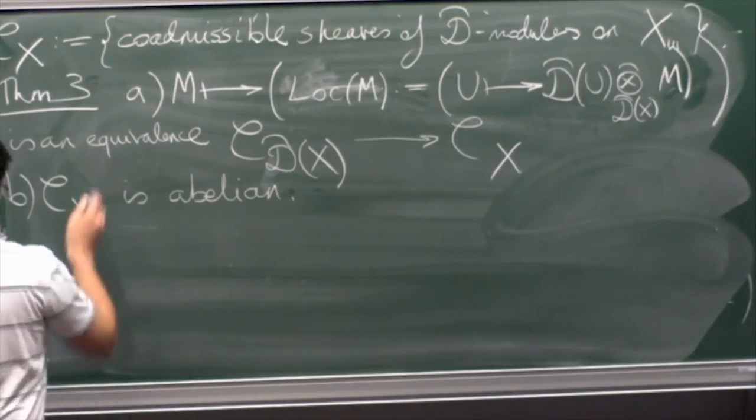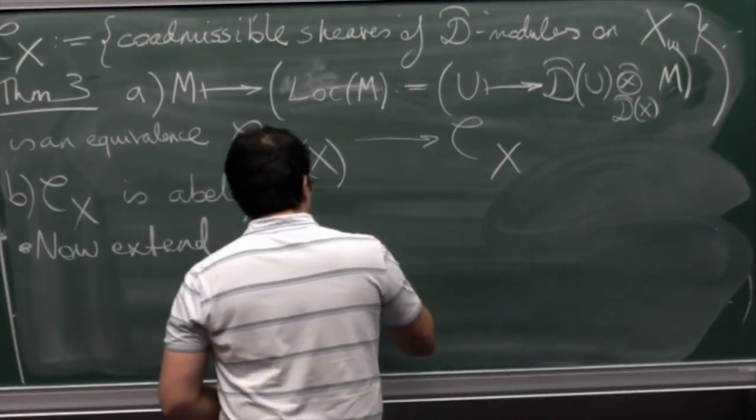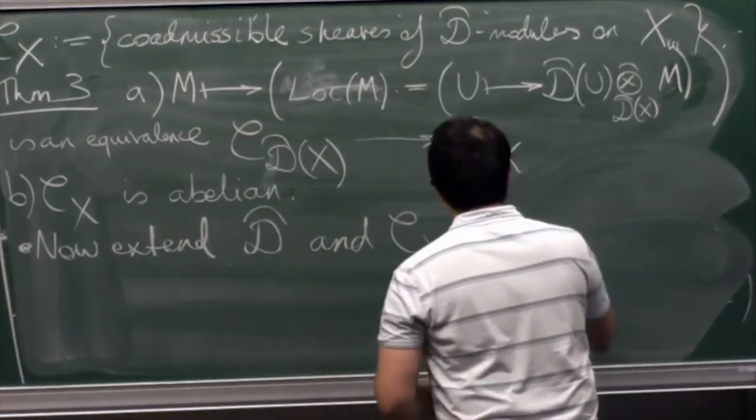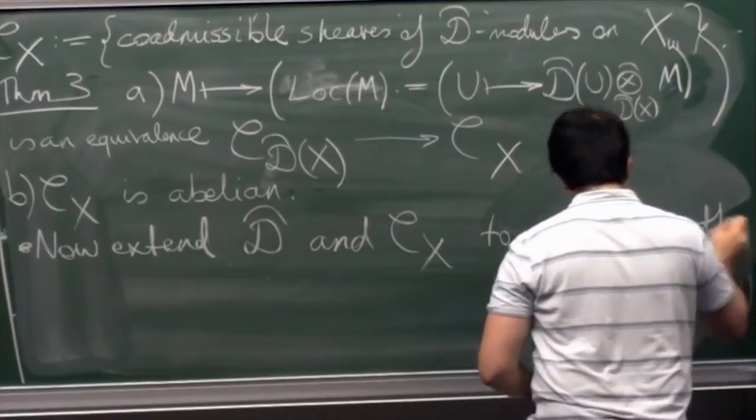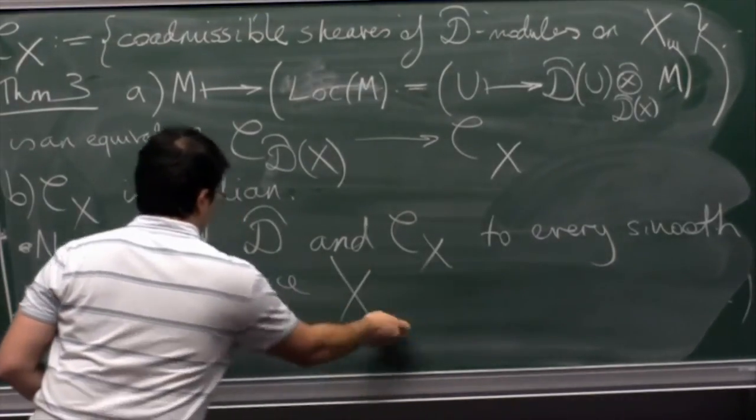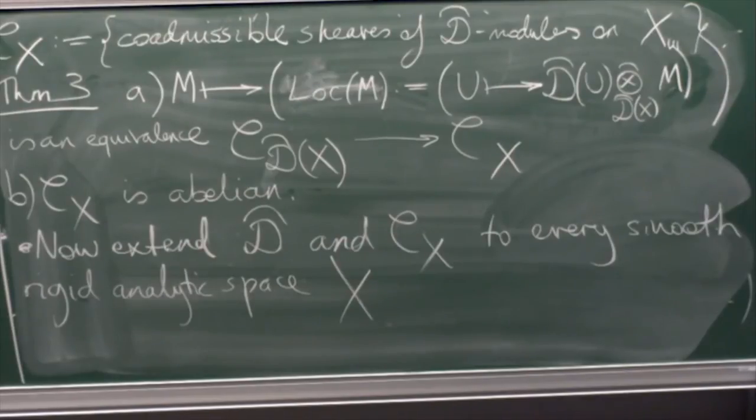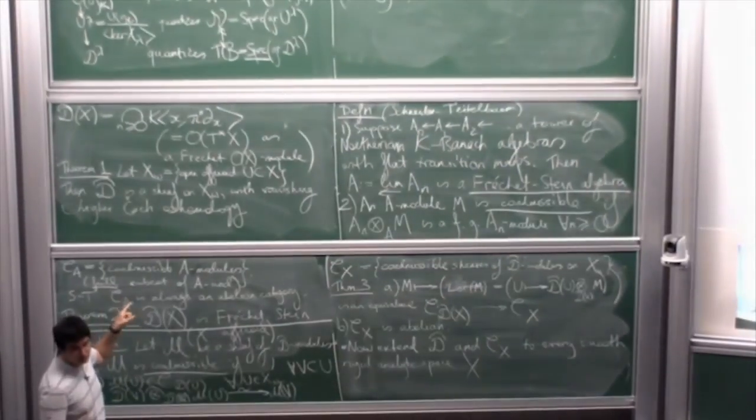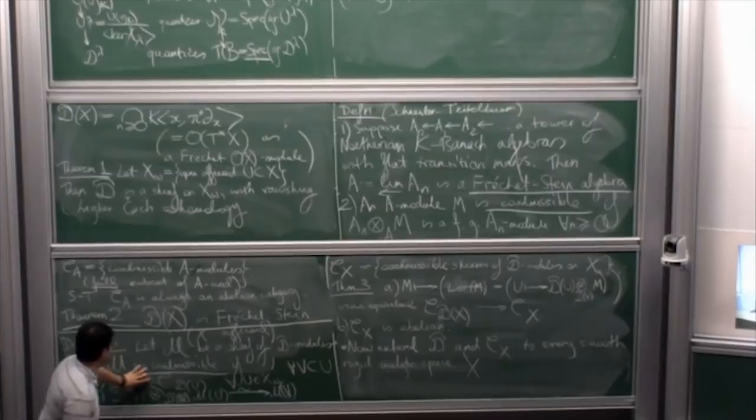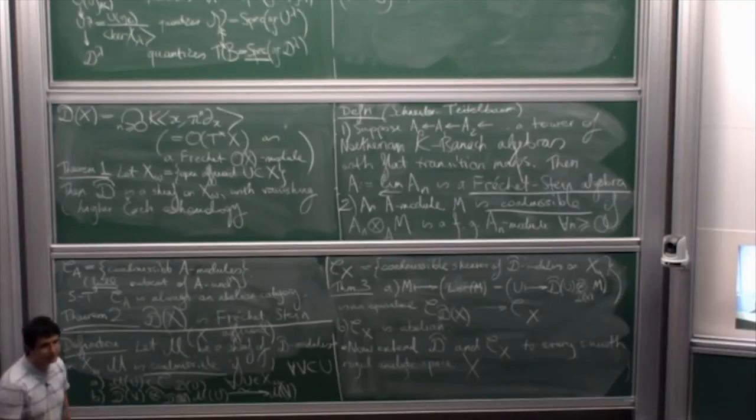So now we extend. Extend by sheafification D-cap and C(X) to every smooth rigid analytic space. And I think, well, we've got three definitions of C(X), but I think the one I gave actually works in general. If you take this definition, X is no longer an affinoid, and you impose these conditions, it's a theorem that this category is the same as what you would have got if you were to have a sheaf which had the property that there was some covering such that on each piece, its restriction was co-admissible. So Kiel's theorem.